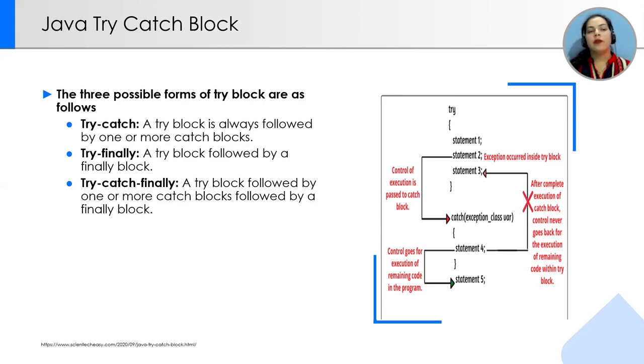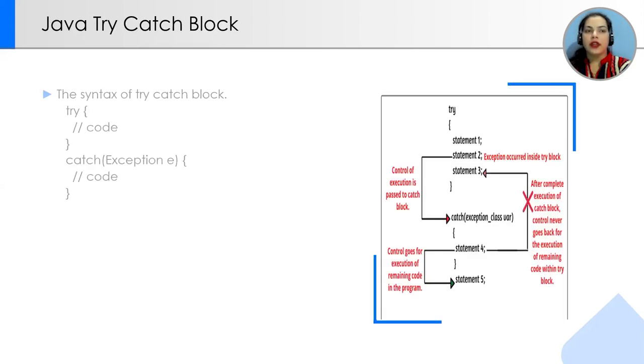So, try and catch will work in this scenario. Then if we have a finally block, the try block will be followed by the finally block rather than the catch block. If we use try catch finally, then the try block will be followed by the catch block, which will again be followed by the finally block.